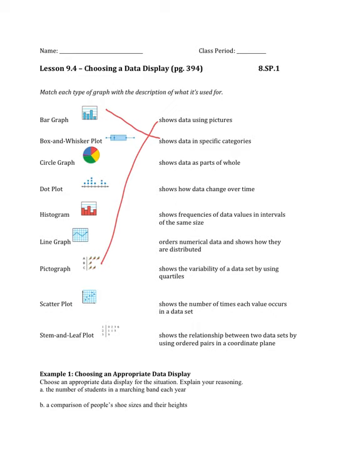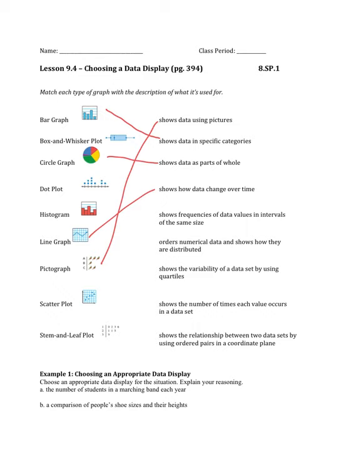Okay, shows data as parts of a whole. That's a circle graph. The circle is 100% or the whole, and we're seeing which categories make up each part of the whole. Showing how data changes over time, that's a line graph. That line shows us whether it's trending up or trending down and how that changes over time.